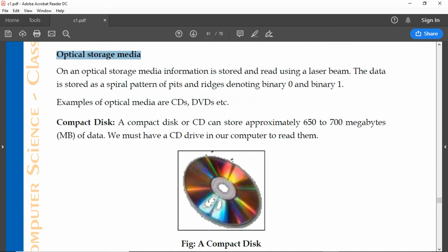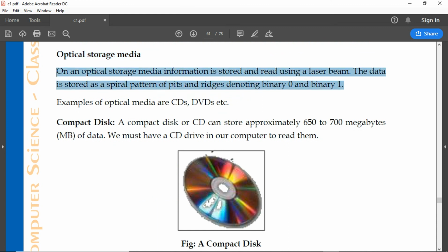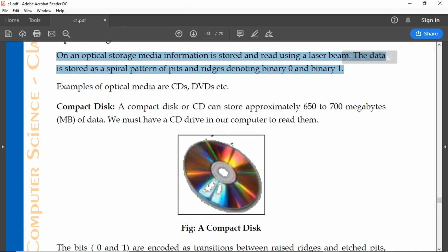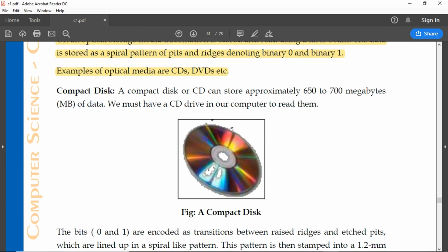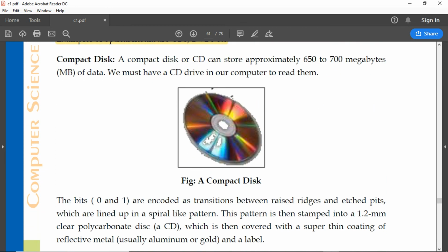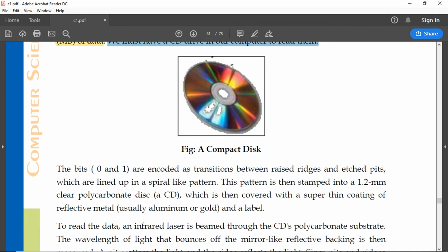Optical storage media. On an optical storage media information is stored and read using a laser beam. The data is stored as a spiral pattern of pits and ridges denoting binary 0 and binary 1. Examples of optical media are CDs, DVDs, etc. Compact disc. A compact disc or CD can store approximately 650 to 700 megabytes (MB) of data. We must have a CD drive in our computer to read them.